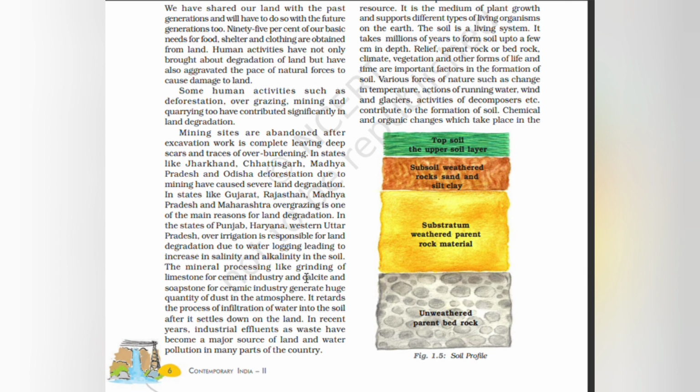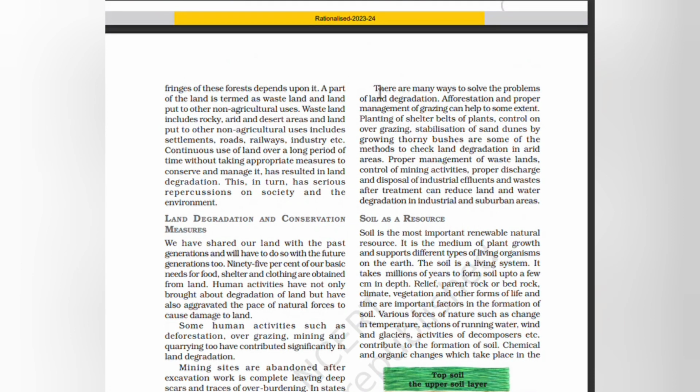The mineral processing like grinding of limestone for cement industry and calcite and soapstone for ceramic industry generate huge quantity of dust in the atmosphere. It retards the process of infiltration of water into the soil after it settles down on the land. In recent years, industrial effluents as waste have become a major source of land and water pollution in many parts of the country. There are many ways to solve these problems of land degradation. Afforestation and proper management of grazing can help to some extent.